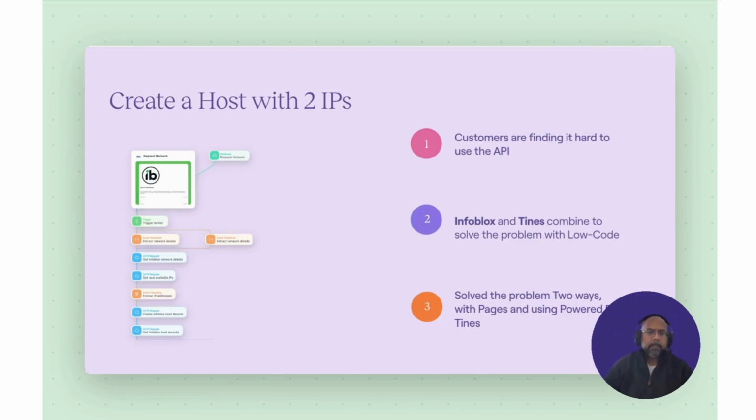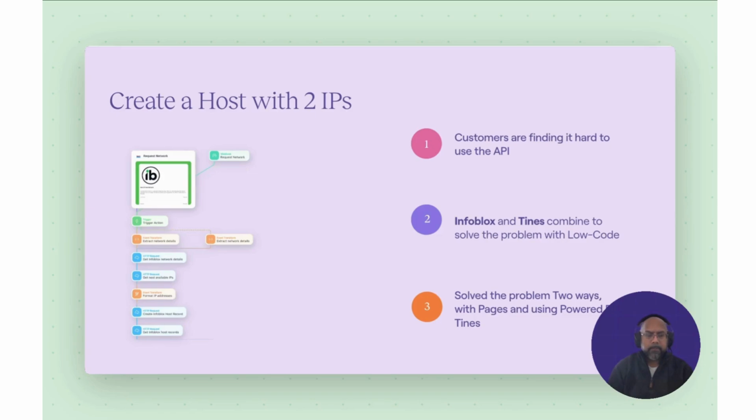The one thing that customers are struggling with is finding it hard to utilize the Infoblox NIOS API and creating a host with two IPs. I was asked numerous times in the past to solve this problem. So I decided to work with Tines and use their low-code platform and give this story out to customers publicly. It will be in the Tines library.